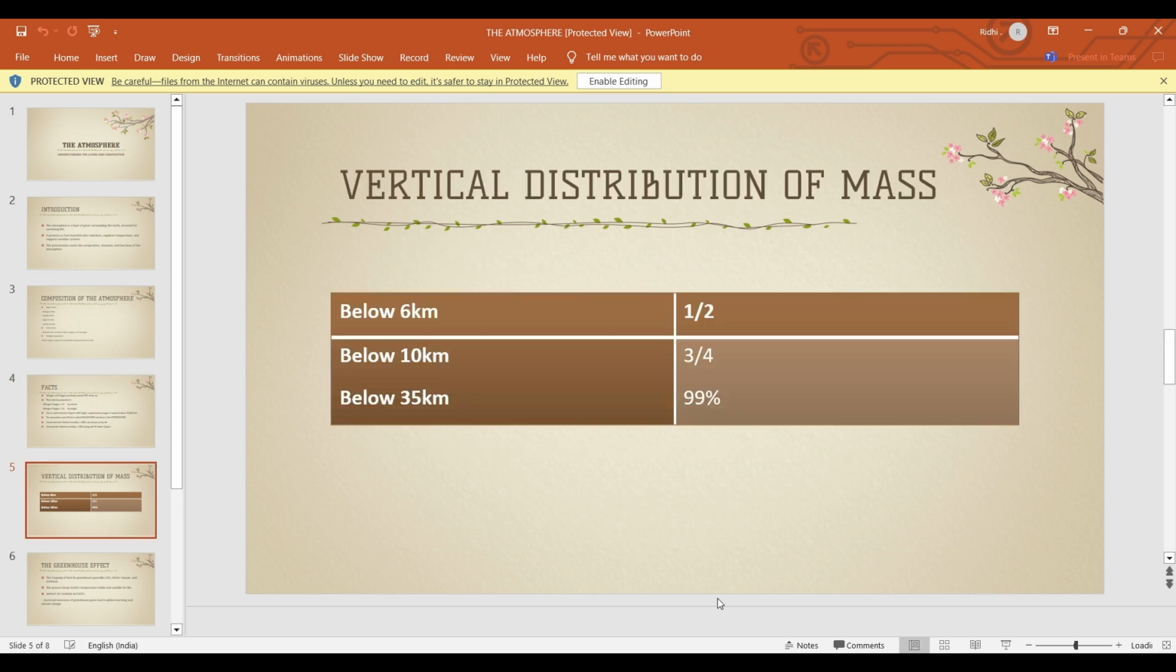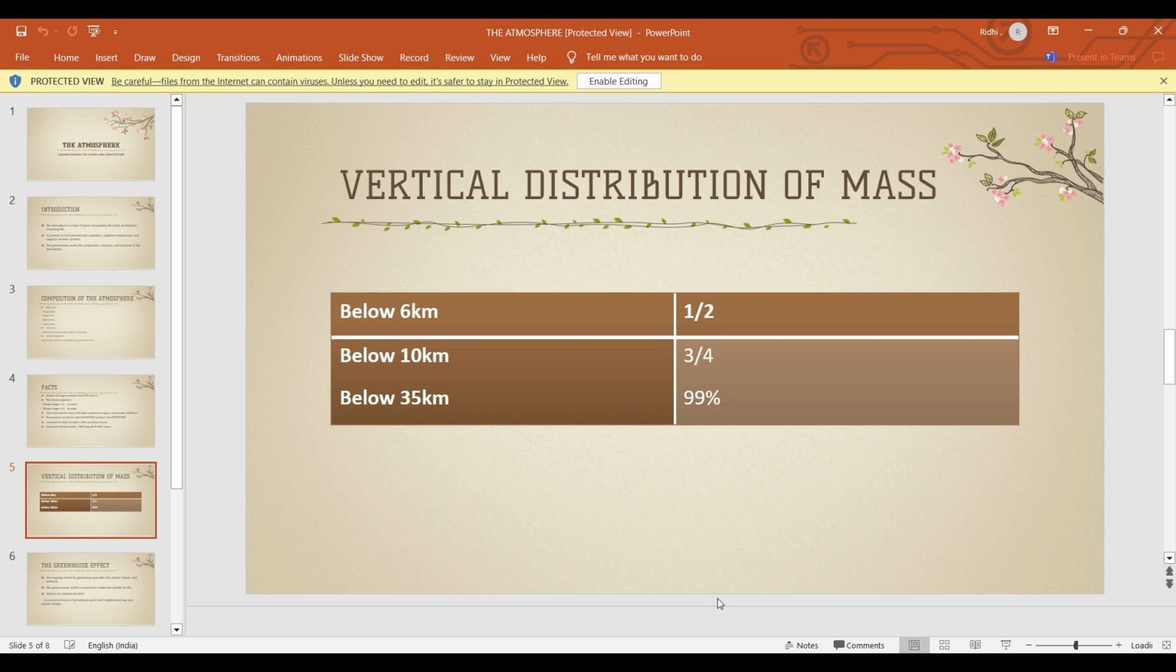Now comes the vertical distribution of mass. Below 6 kilometers, the distribution of mass is almost 50% or 1 by 2, half. Below 10 kilometers, this distribution of mass is 75% or 3/4.